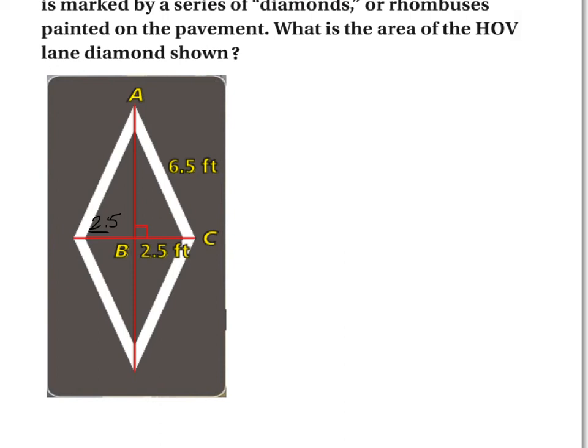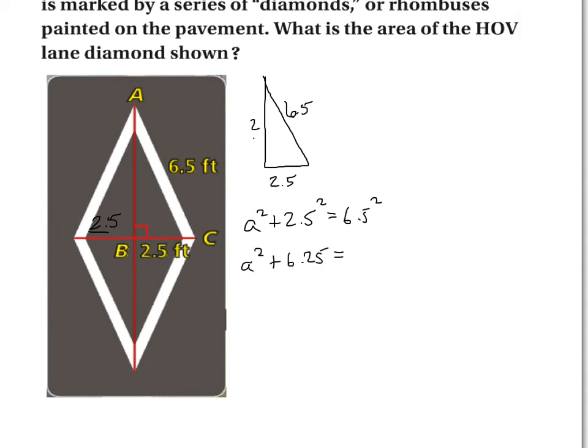Now, similar to the last problem, I don't have the length of the other diagonal. I know this is 6.5. I know this is 2.5. I need to figure out the half length there so that I can double it to get the other diagonal. So again, a squared plus 2.5 squared equals 6.5 squared. That's a squared plus 6.25 equals 42.25. If I subtract 6.25, a squared is going to be 36, and if I take the square root, a is going to be 6.